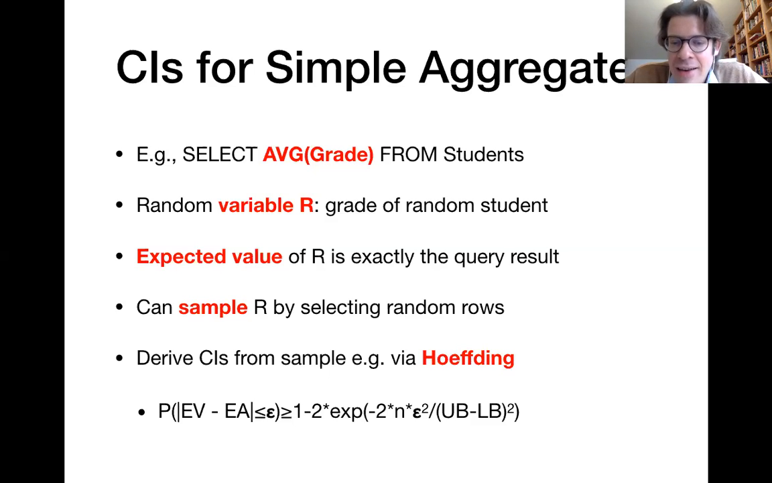Here, n is the number of samples that we have taken. UB and LB are upper and lower bounds on the value domain of the random variable that I'm analyzing. So this is one possible formula that I can use in order to reason about the confidence intervals based on a sample from the data that I have looked at.